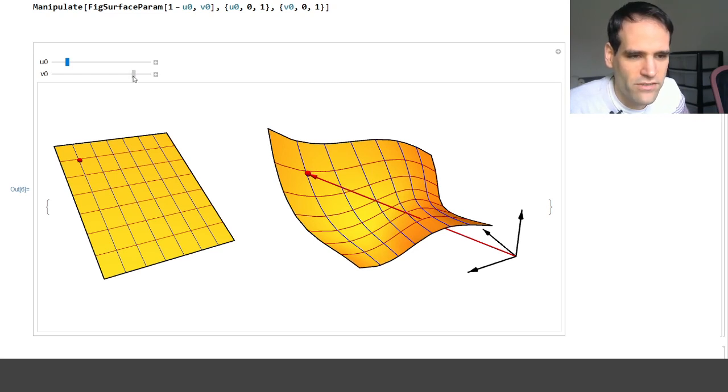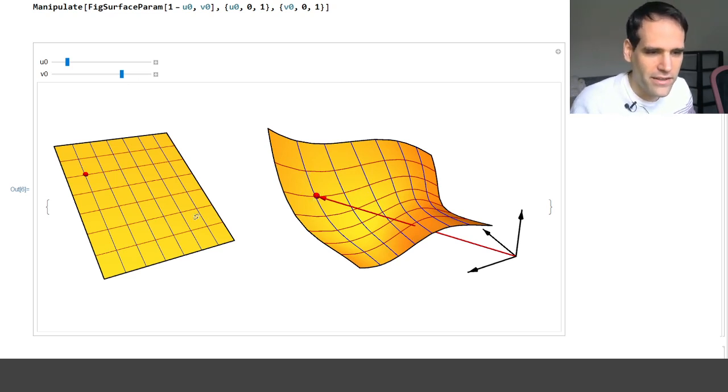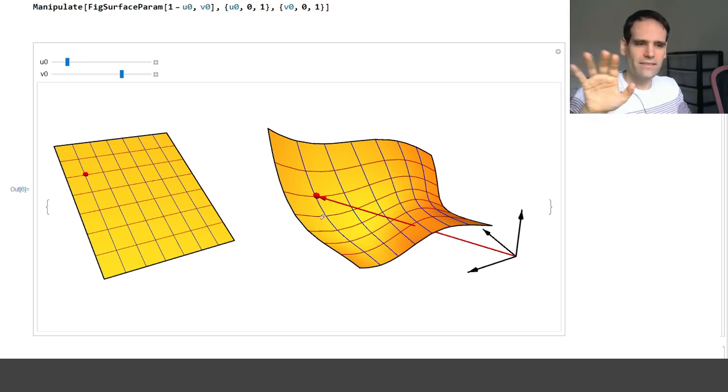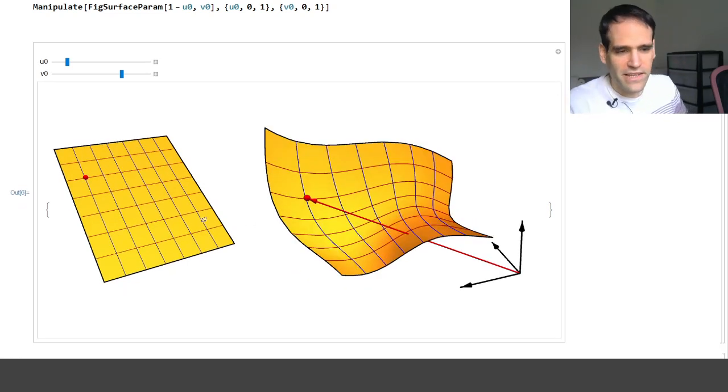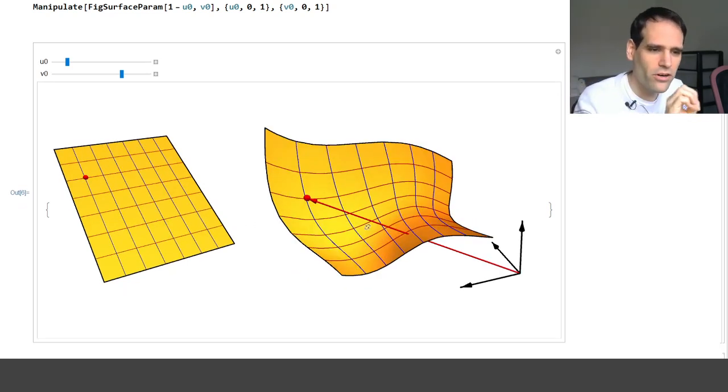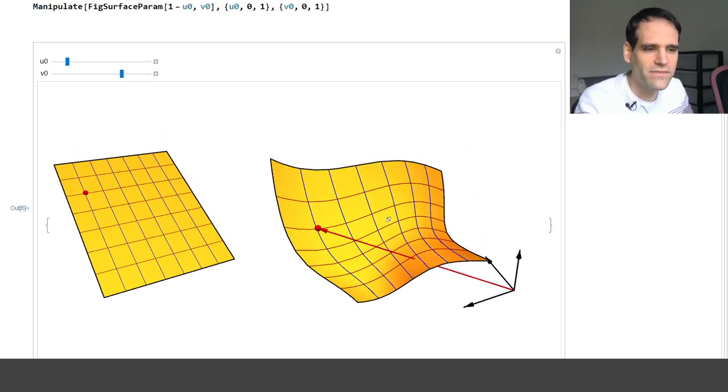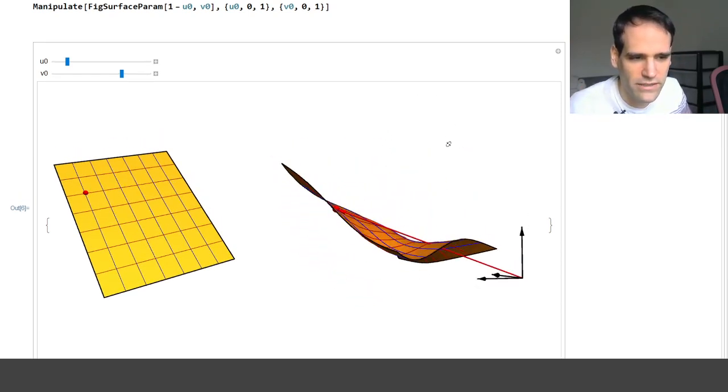If I now change v, I reduce it to the next intersection, you can see that vector r moved to the next intersection. Okay, so that's why the grid in the parameter space of u and v has been transformed into a grid in this curved surface, which is the surface we are describing.